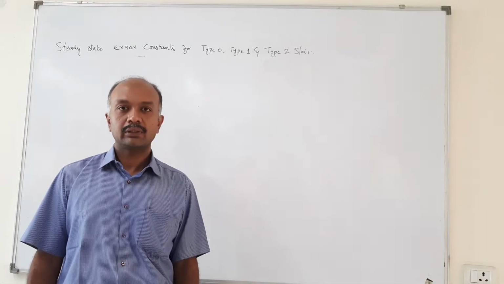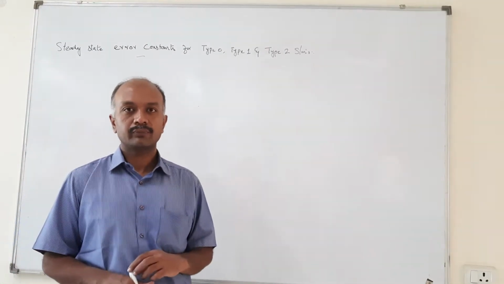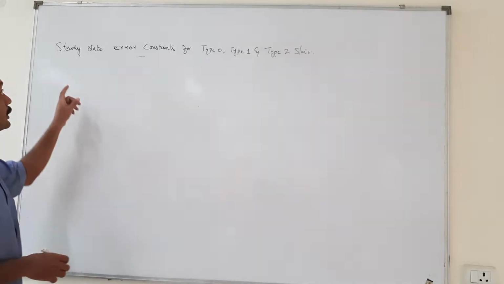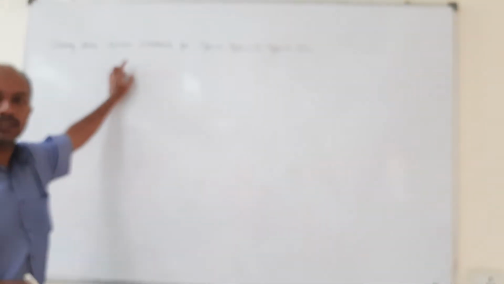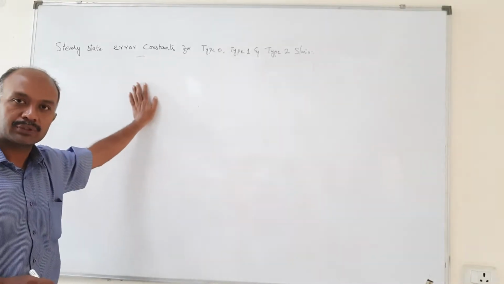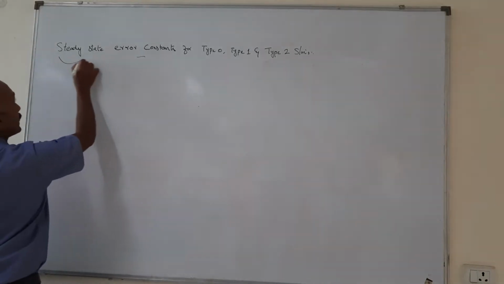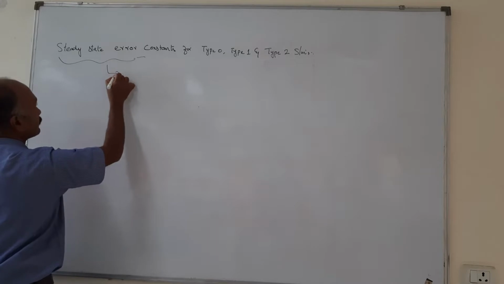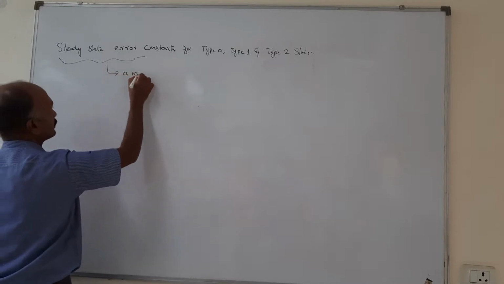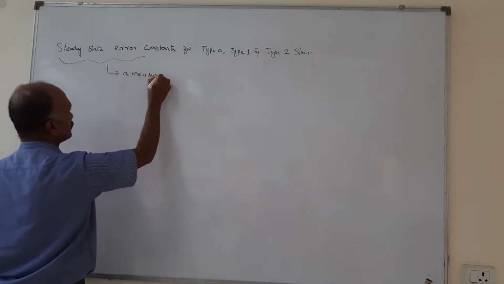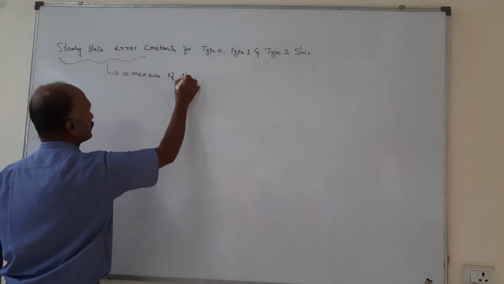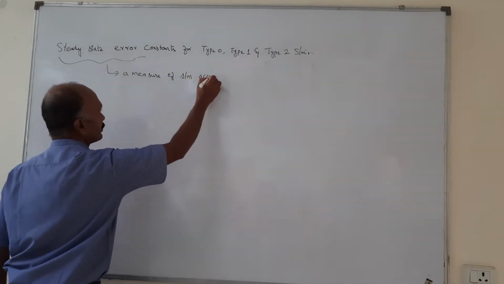So the experiment we are going to see today is steady state error constants for three different types of systems: type 0, type 1 and type 2. Now what is this steady state error? It is a measure of system accuracy.